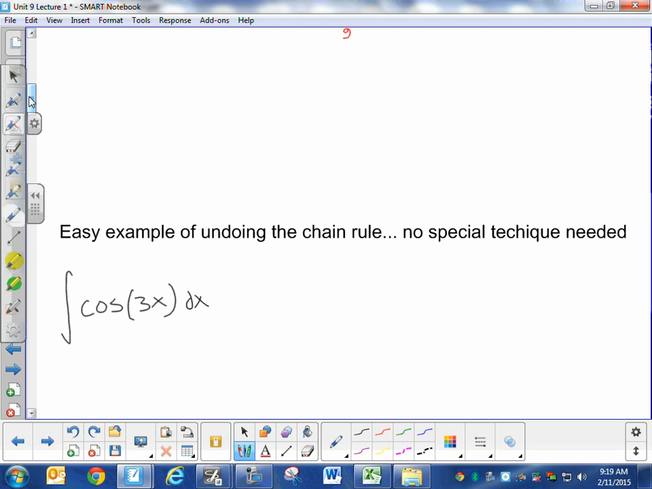But first things first, we don't have to know this U-substitution technique to undo the chain rule. I could give you something like this. You should be able to find the antiderivative of this just by figuring it out. So figure it out.